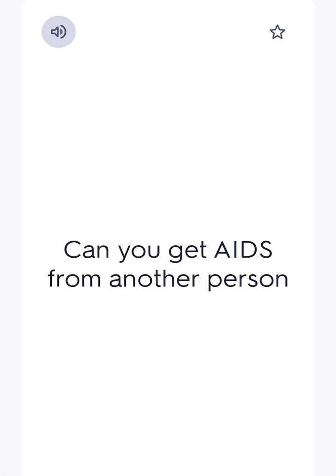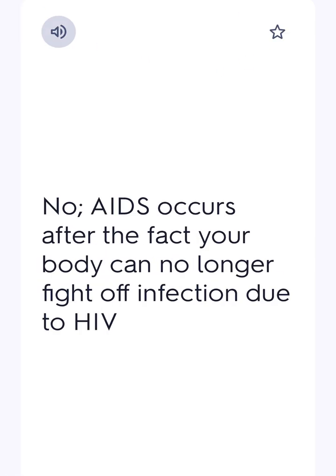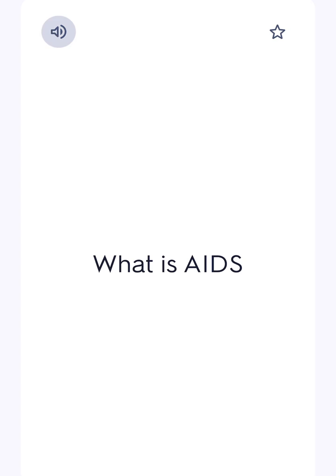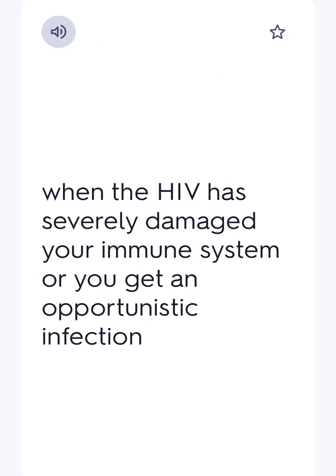Can you get AIDS from another person? No. AIDS occurs after your body can no longer fight off infection due to HIV. What is AIDS? When the HIV has severely damaged your immune system or you get an opportunistic infection.